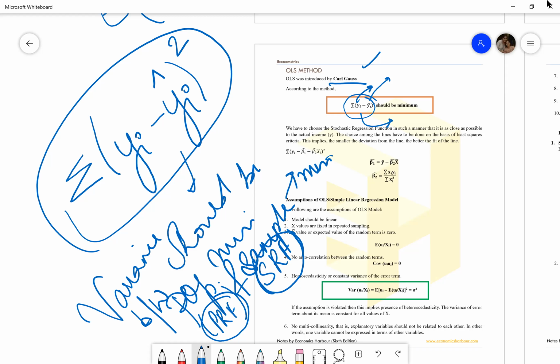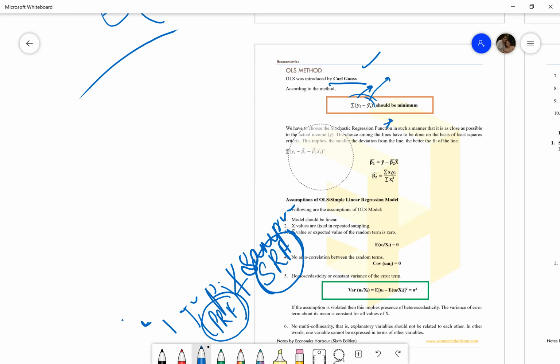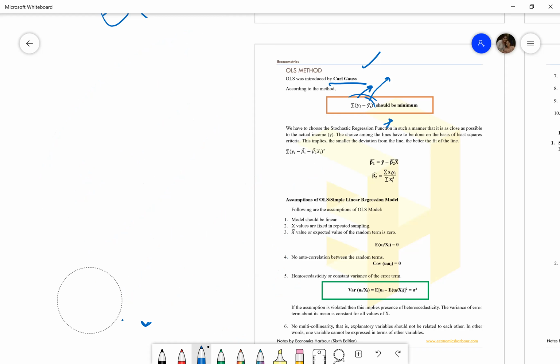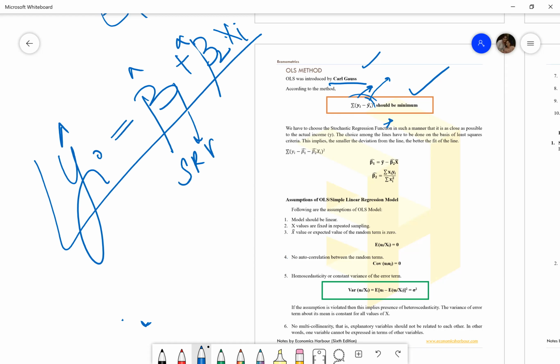Ma'am, yi is the population and yi cap is the sample. So when we are assuming that this is minimum, we can say that our yi cap is equal to beta 1 cap plus beta 2 cap xi. This is our stochastic regression function.